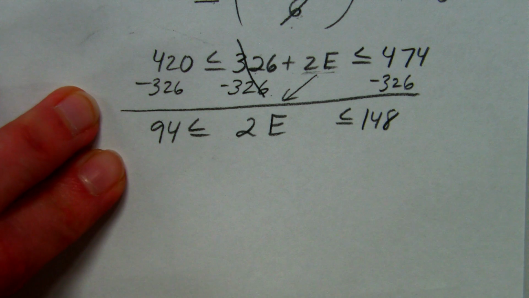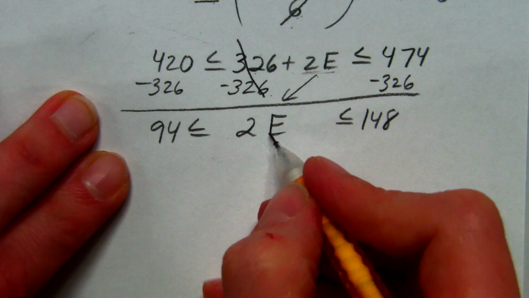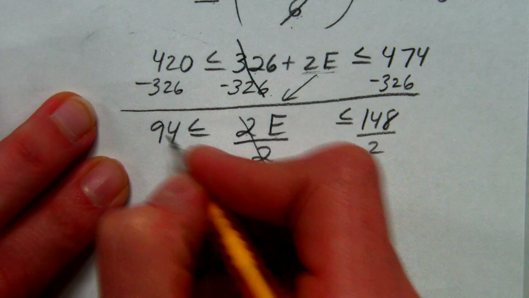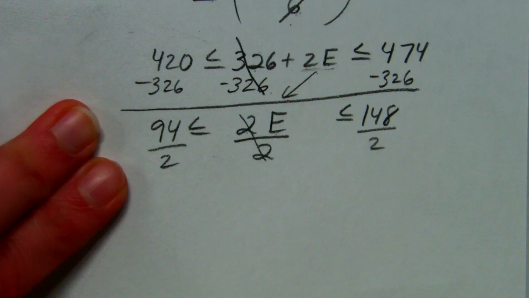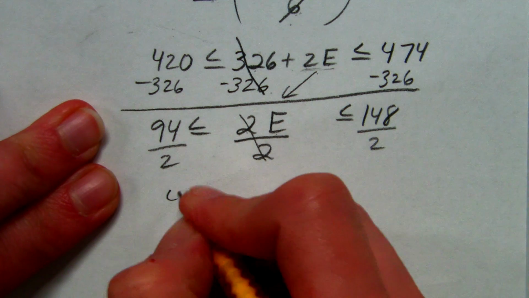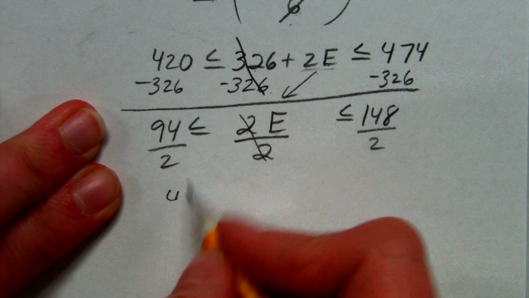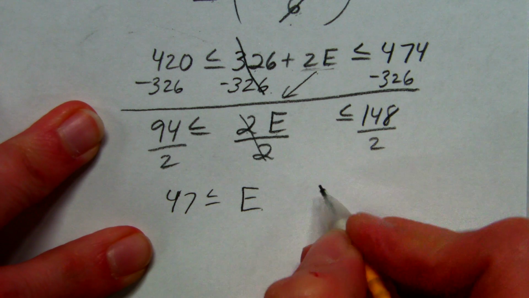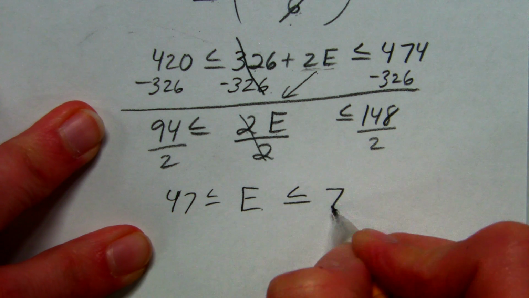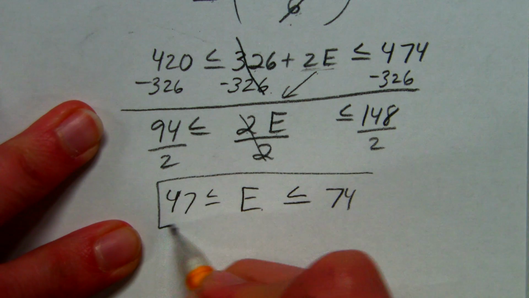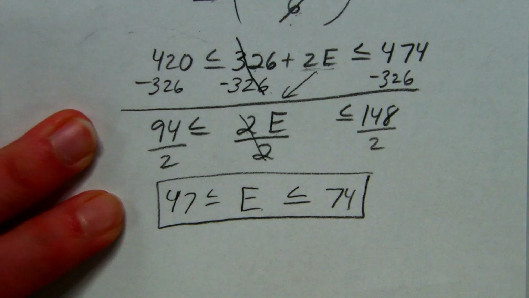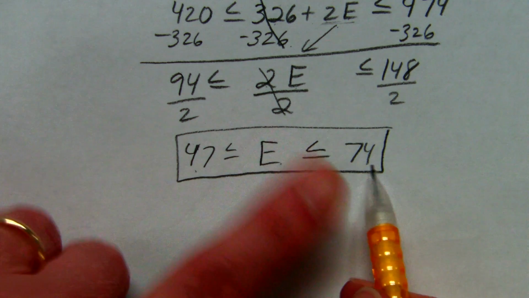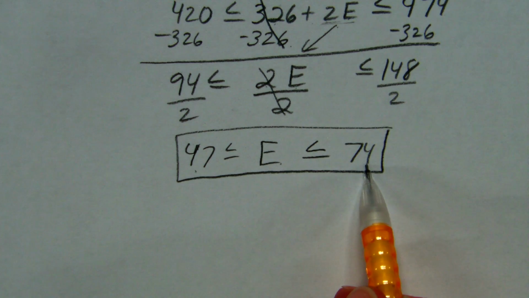So to figure out what one of those has to be, we would divide everything by 2. So on all 3 pieces, we'll divide by 2. We get 47 is less than or equal to e, which is my exam score, which is less than or equal to 74. So this is giving us a range of what she has to get on her final exam to get a C. This will get her a low C. This will get her a high C.